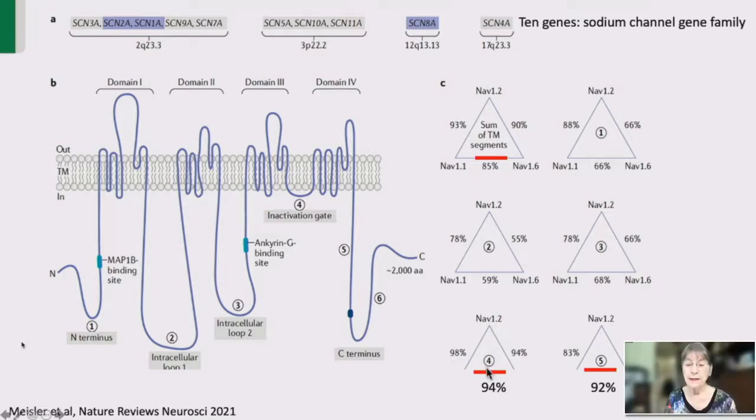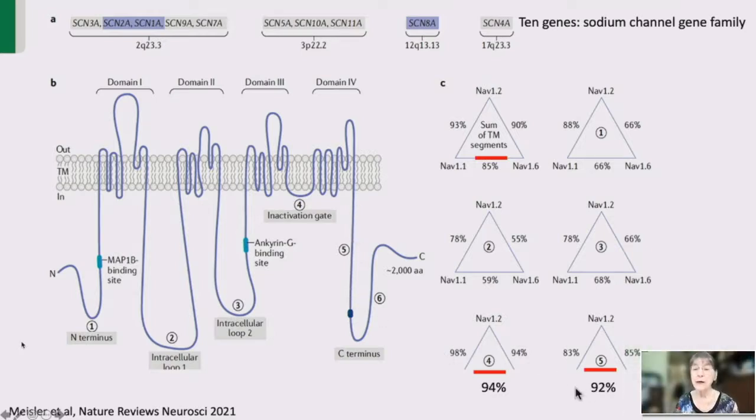If we look at the inactivation gate, they're 94% identical. And if we look at the first half of the C-terminal domain, they're 92% identical in amino acid sequence. So these are very, very closely related genes, but quite different, as you'll see, in their regulation.